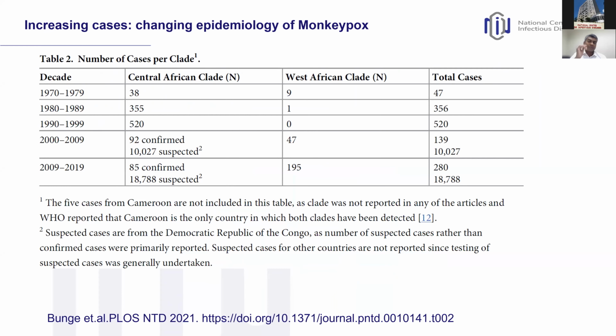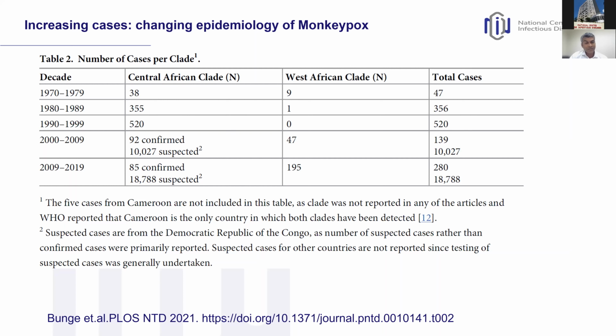So, diving straight into the transmission dynamics of monkeypox, we'll see the attack rate of monkeypox first over the history. This is a nice paper that was published in 2021, and the paper actually summarized the number of cases per clade of monkeypox, and they divided into Central African clade and West African clade. And you can see the number of cases have been increasing steadily over the years per outbreak. Like for the Central African clade, it has been like 38, 355.